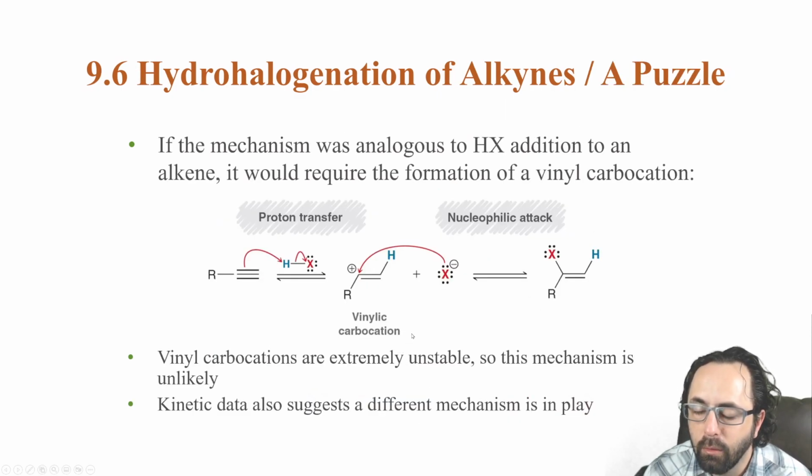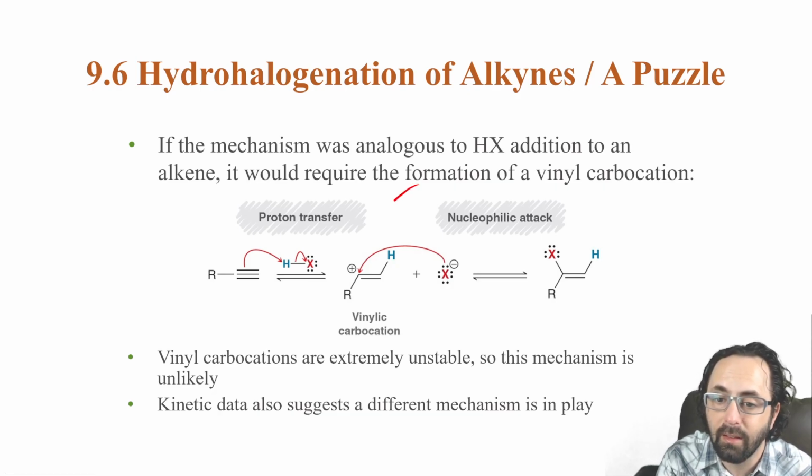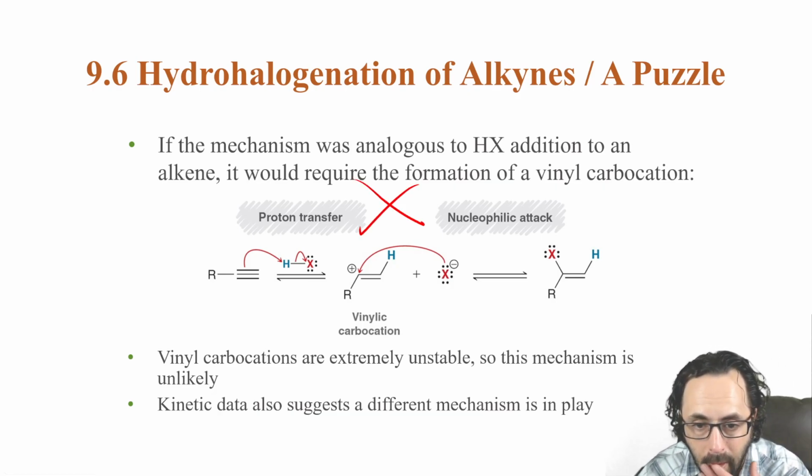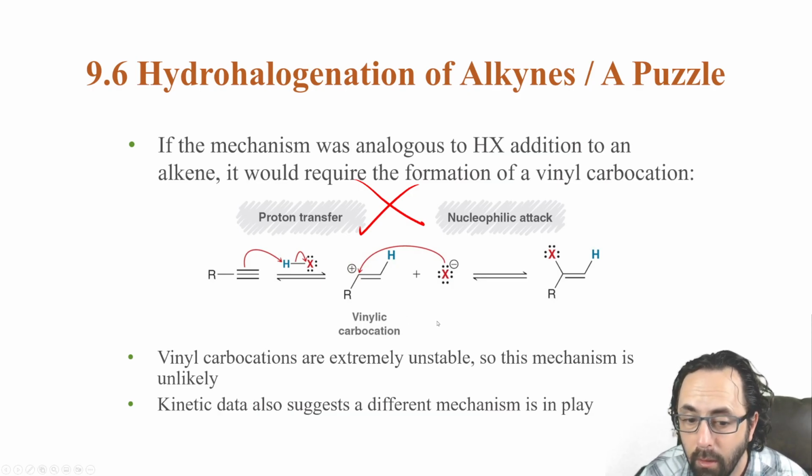Now regarding the mechanism, it is not completely well known. If this mechanism was analogous to the hydrohalogenation of an alkene, then it would look something like this. It's important to note that this is not the mechanism, because we can tell it's not, since it would produce a vinyl carbocation, and these are extremely unstable. And so this would be an extremely slow reaction if it were to occur this way.